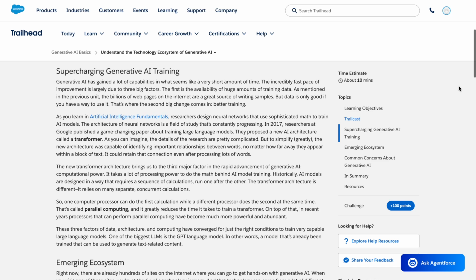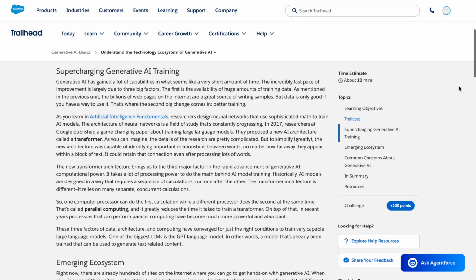As you learn in artificial intelligence fundamentals, researchers design neural networks that use sophisticated math to train AI models. The architecture of neural networks is a field of study that's constantly progressing. In 2017, researchers at Google published a game-changing paper about training large language models. They proposed a new AI architecture called a transformer. As you can imagine, the details of the research are pretty complicated, but to simplify greatly, the new architecture was capable of identifying important relationships between words, no matter how far away they appear within a block of text. It could retain that connection even after processing lots of words.